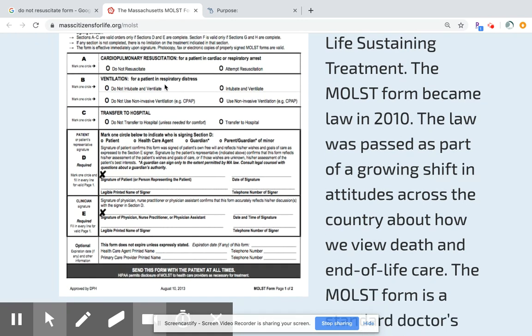For ventilation, so if they're in respiratory distress where it's necessary to deliver some sort of procedure or medication, okay, they may not want to be intubated or ventilated. They may only want non-invasive ventilation, like a CPAP, right? They don't want a tube shoved down their throat. Or they may choose not to have non-invasive ventilation and not be intubated or ventilated.